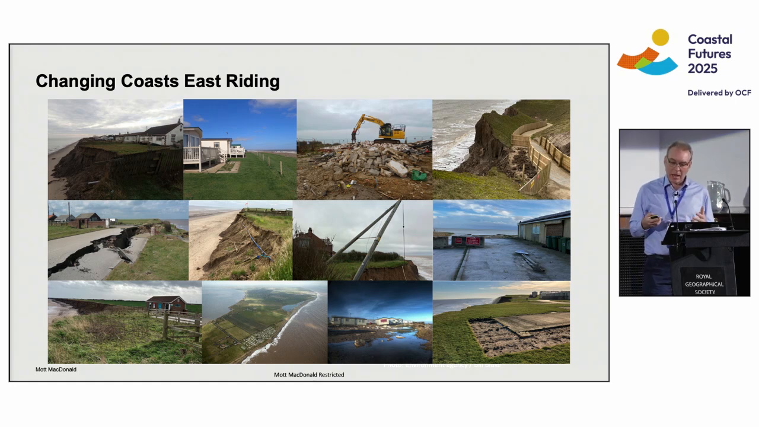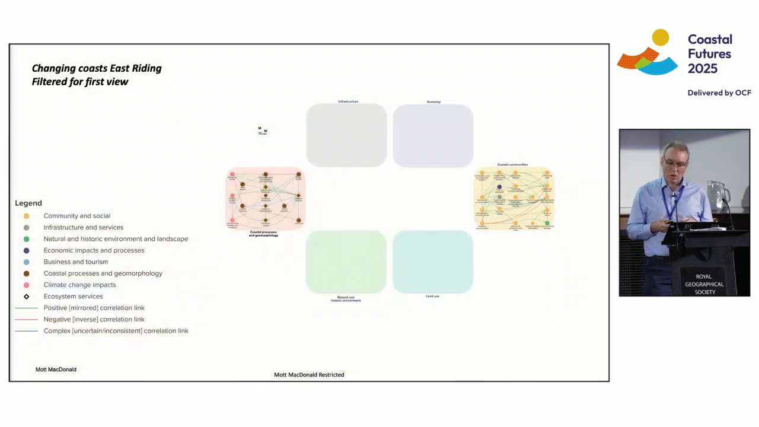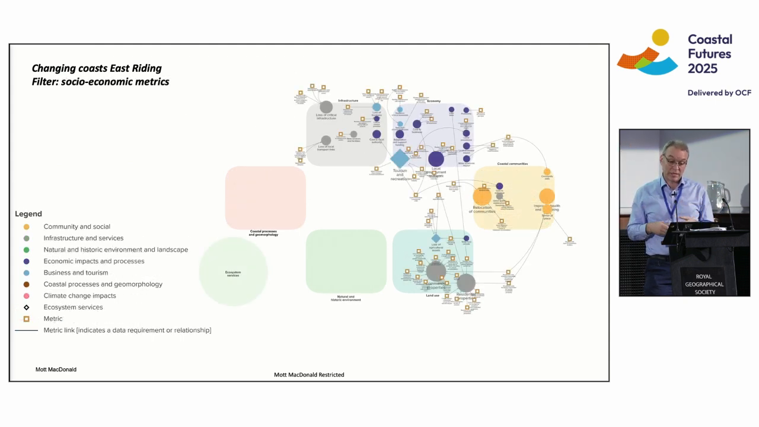This is an area of very significant coastal erosion with a lot of competing pressures on the landscape, and you can see we've done something very similar. Again, starting high level, bringing people in, and then kind of joining the process up. And in this case, what really mattered was the metrics.